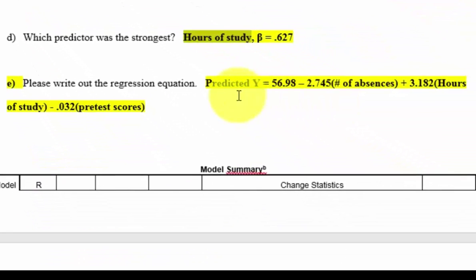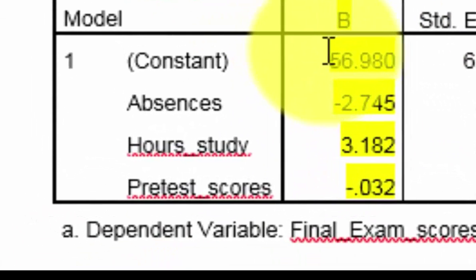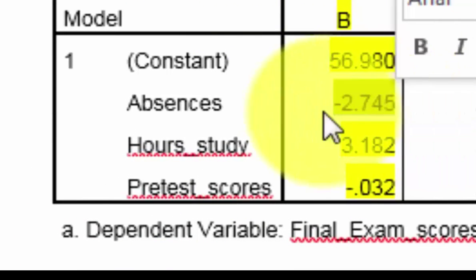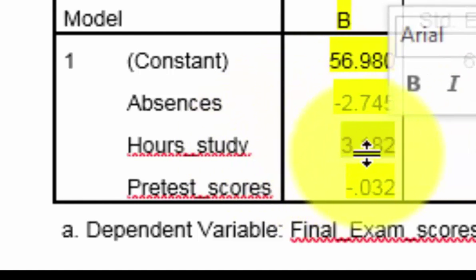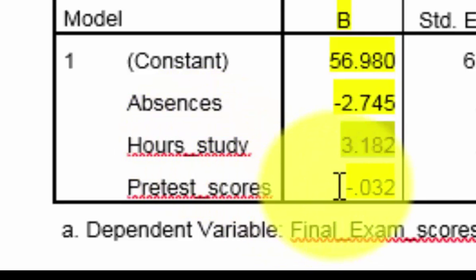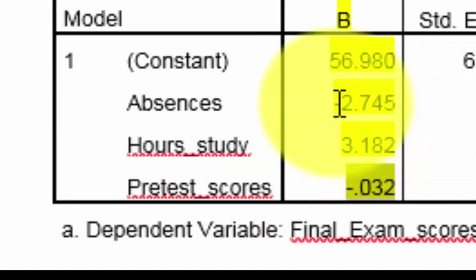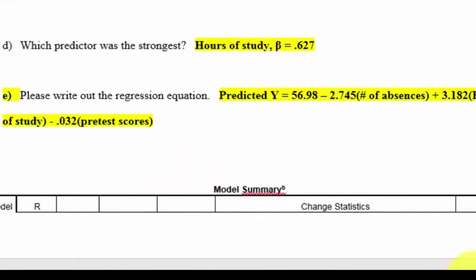And here's your predicted Y, right? We simply used these values. That's your constant. That's the factor of X1, which is absences. It's the factor of X2, which is your hours of study. And this is your factor of X3, which was not significant. Therefore, we're not going to use it in the regression equation. But that's it in a nutshell.